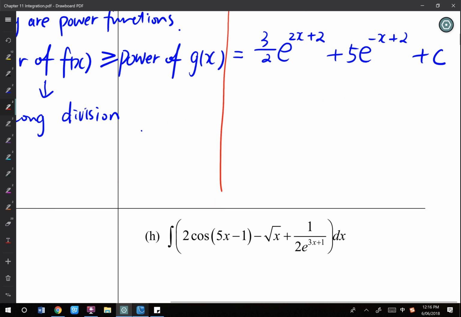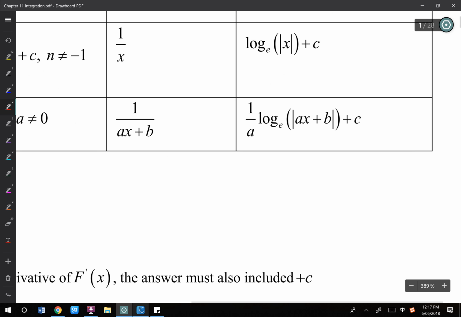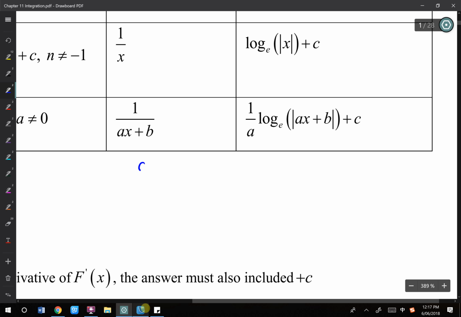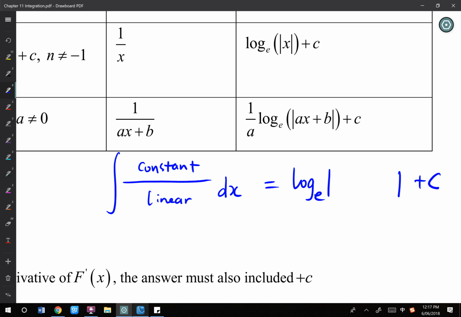So I'll just write here. Yesterday I think I had some confusion about when it will be a log. Only when the bottom is linear, then it will be a log. So it's a constant: the integral of a constant over a linear dx will give you log e of something. It's only the linear at the bottom. There's no other form that will give you log. Only the constant over a linear will give you log. There are no other cases that will give you log in methods.